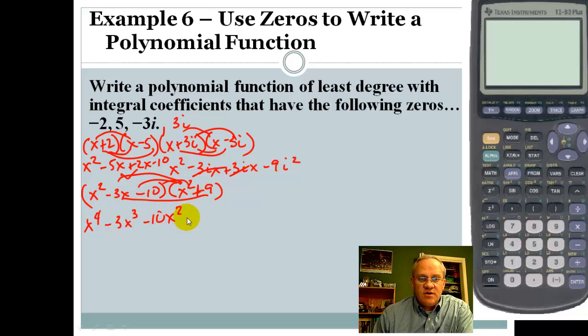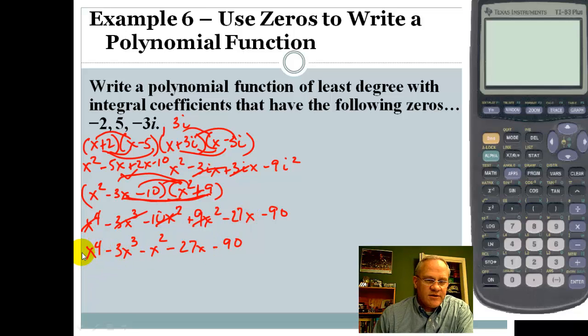Then distribute the 9. That goes to the x squared there. So plus 9x squared, then 9 times negative 3x, so minus 27x, and then minus 90. Combine all like terms, x to the 4th. Here's an x minus x to the 3rd. There's no other x to the 3rd, so minus 3x to the 3rd. Couple of x squareds here, negative 10 plus 9, so that's minus x squared, minus 27x, minus 90.